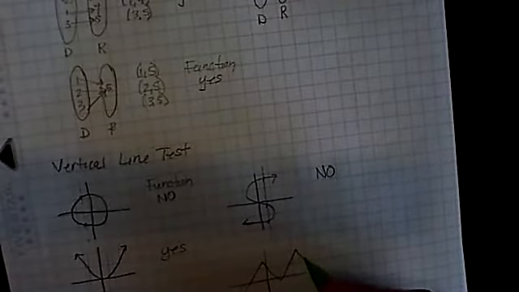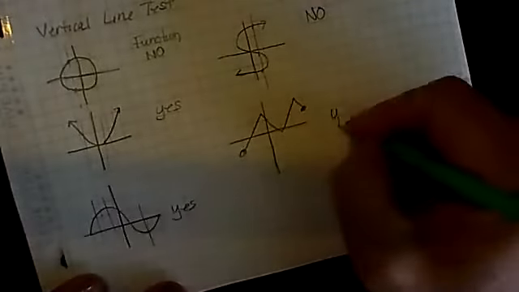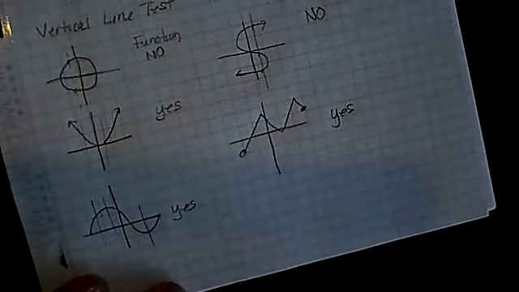And sometimes you might have something kind of weird like this. Is that going to be a function? Where I draw a vertical line, it's going to go through only one time. So yes. And that's because of the vertical line test.